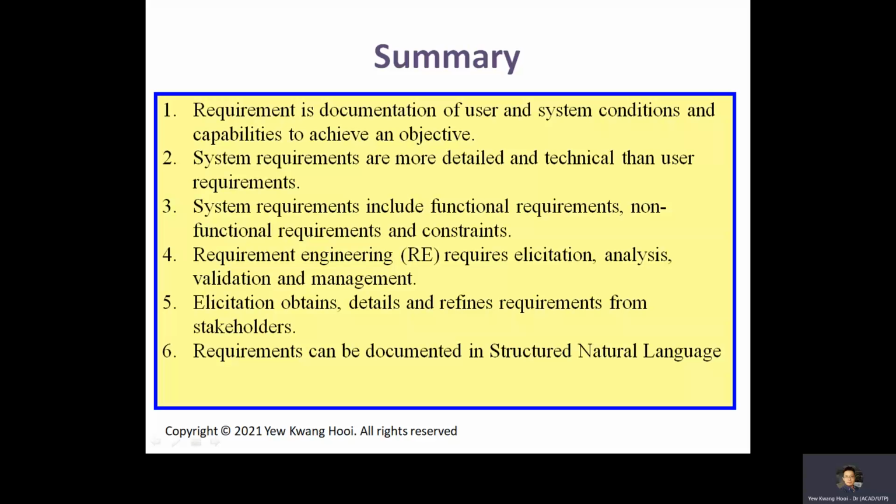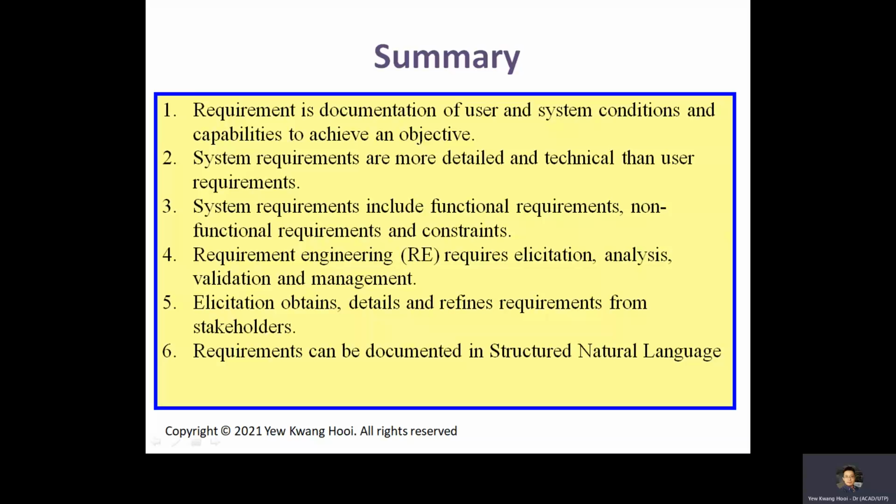Number 3, system requirements include function requirements, non-function requirements, and constraints. See, we start talking about system requirements. We're not talking about user requirements anymore. And system requirements, there are 3 types: function, quality, constraint. Number 4, we don't simply do requirement elicitation just by asking. We must have certain techniques, certain process. That's called requirement engineering, a standard way of doing it. It reduces risk of failure.